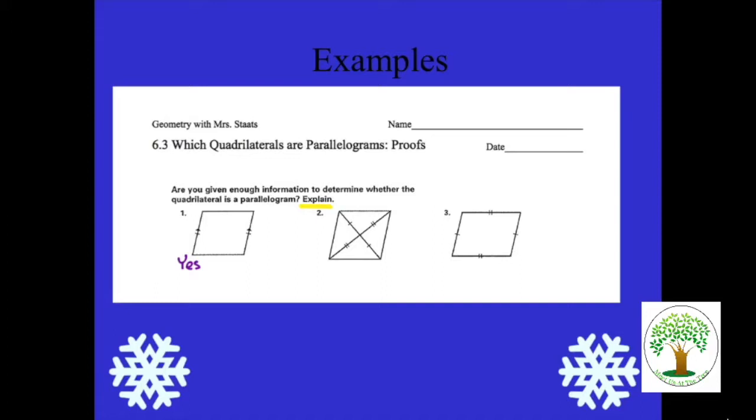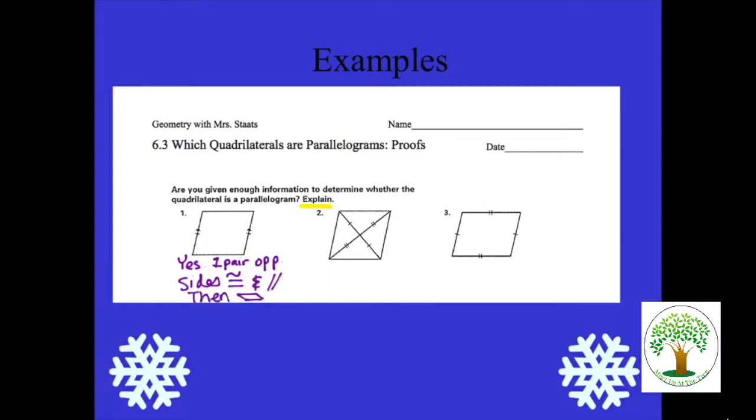It says if one pair of opposite sides are congruent and parallel. So we did pretty good. One pair opposite sides congruent and parallel. This is the only one that does not have the converse word in front of it.